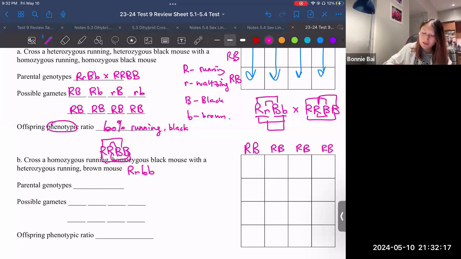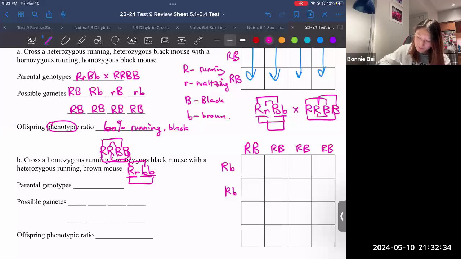Heterozygous running: big R, little r. Now we have a brown mouse, little b, little b. Okay, let's FOIL. First, outside, inside, last. They're all the same. Big R, big B. The other one we do on the FOIL: first of each type of letter, big R, little b, right? Why am I underlining this? I want you to end up with one R and one B. If you end up with two R's, it's all wrong. So you got to make sure you get the first of each type of letter.